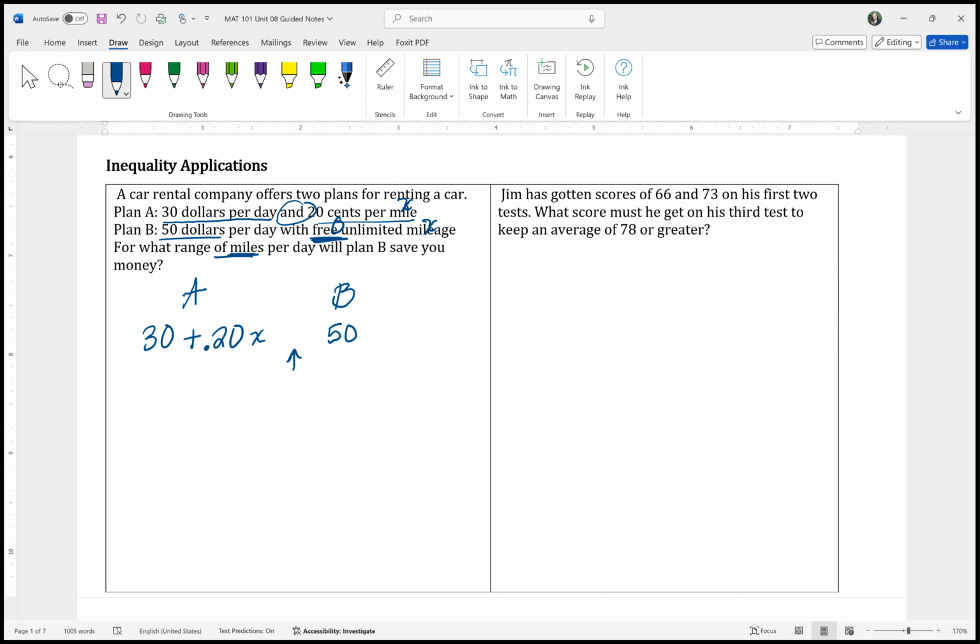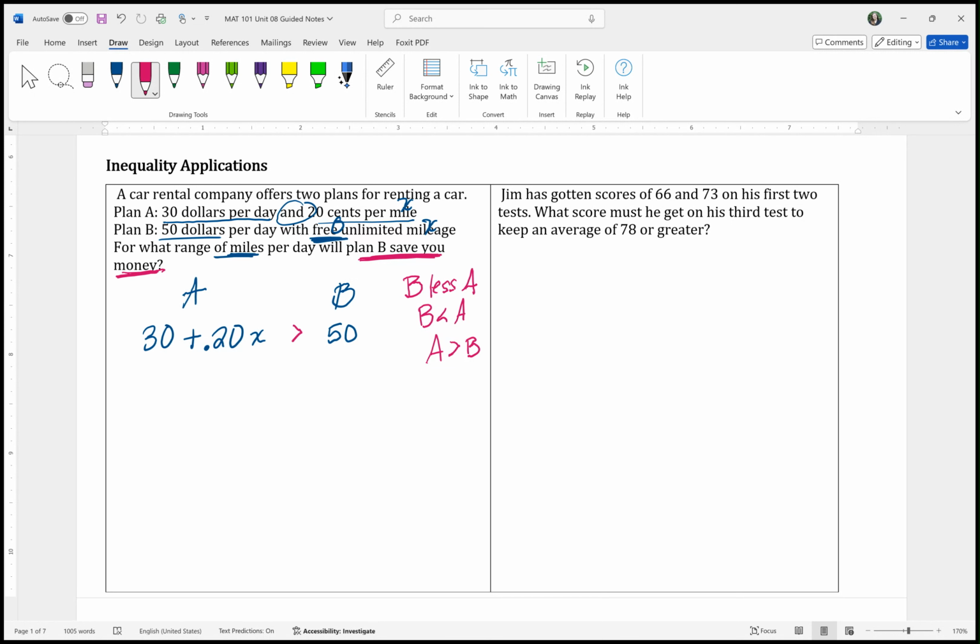We want Plan B to save us money. So we want B to be less than A. But that's not the way I have this set up. I have A first and then B. So if B is less than A and I flip this over, it would be A is greater than B. And that's what's going to go here. Obviously that makes sense. If B is less, and that's going to be smaller, then A is going to be bigger. So A is bigger than B.